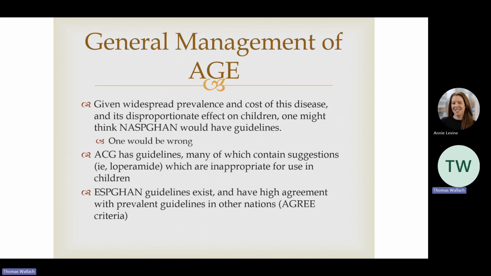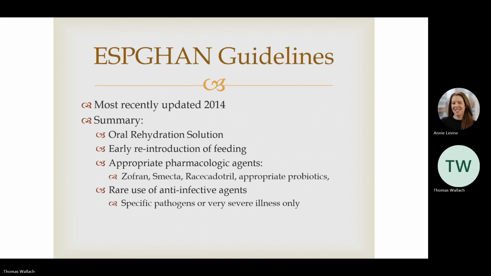ESPGHAN and the World Health Organization do have guidelines. They are quite helpful and they work really, really well. However, they are not really commonly used in the United States, which is a little bit of a bummer. So these are interesting because one of the main things that is recommended in the ESPGHAN guidelines is a drug that's not available in the United States.